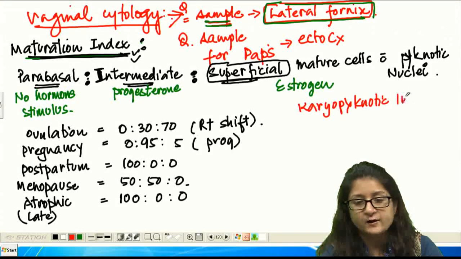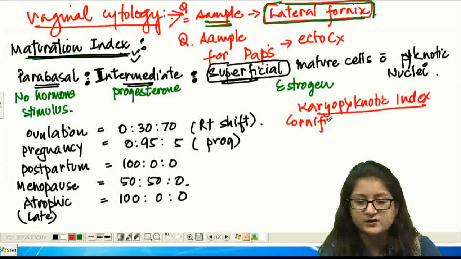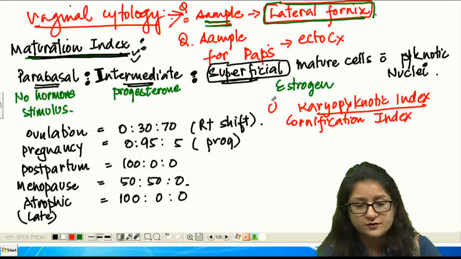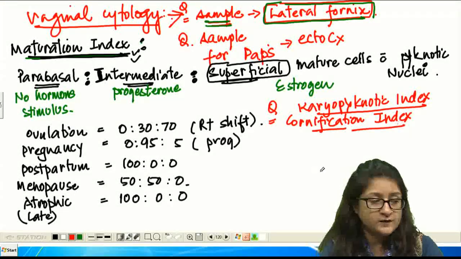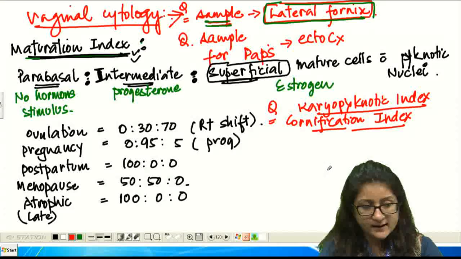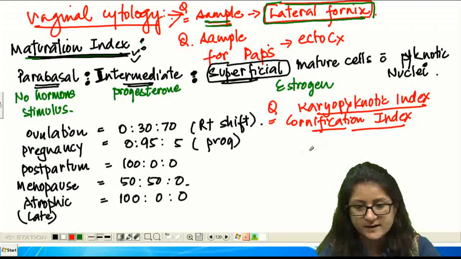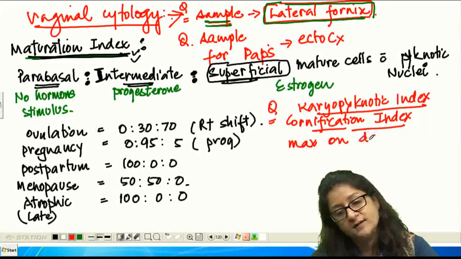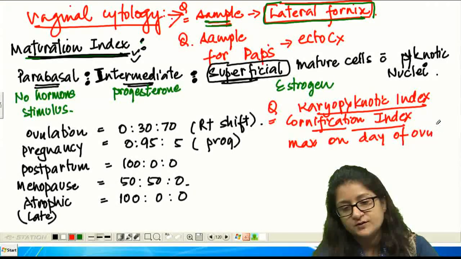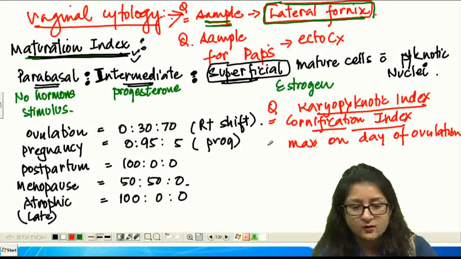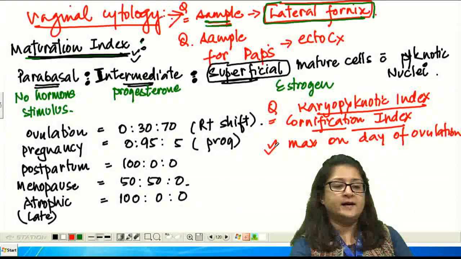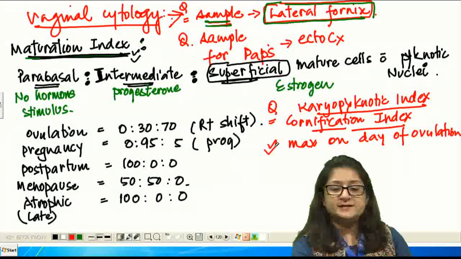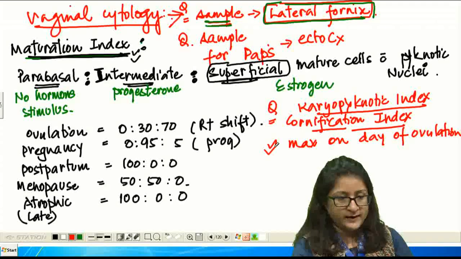Karyopyknotic index or KPI is also called the cornification index. Now this cornification index, you have to remember, it is the ratio of the superficial cells divided by the intermediate plus basal cells. So obviously it is going to be maximum with estrogen, so it is maximum on the day of ovulation. So this was the question that was asked, when is the karyopyknotic index maximum? It was maximum on the day of ovulation, alright.